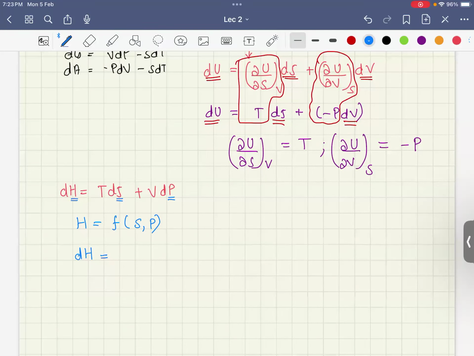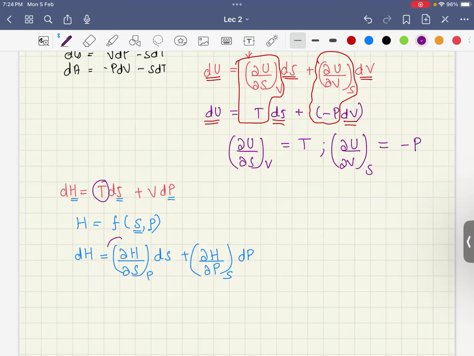dH is ∂H/∂S at constant pressure, multiplied by dS, plus ∂H/∂P at constant entropy, multiplied by dP. Right.